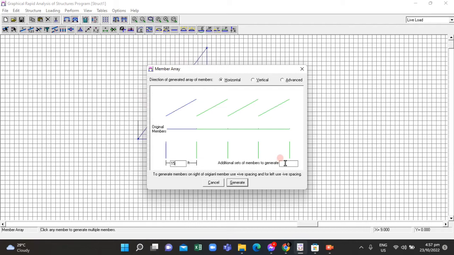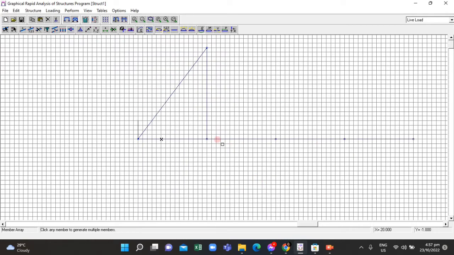15 feet to generate that 3. There's already one existing, so we need 4. So I'm gonna add 3 and then generate. So as you can see here, it generated 3 additional members with its nodes.